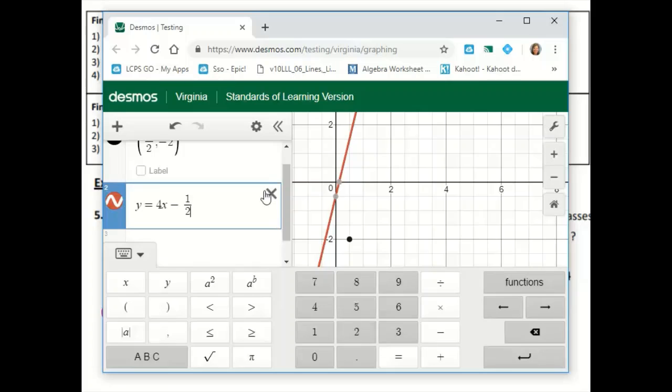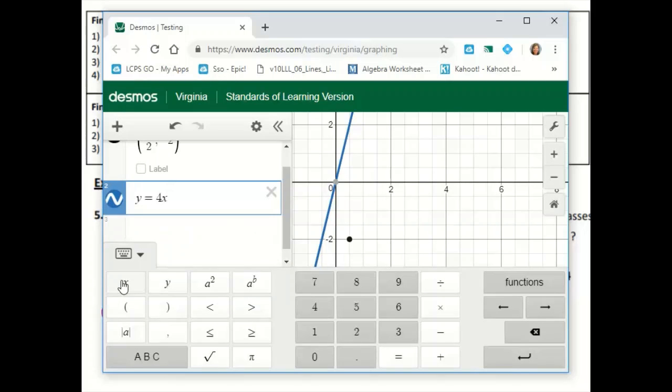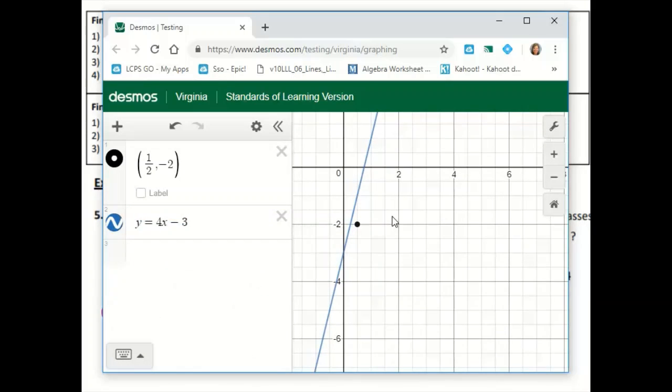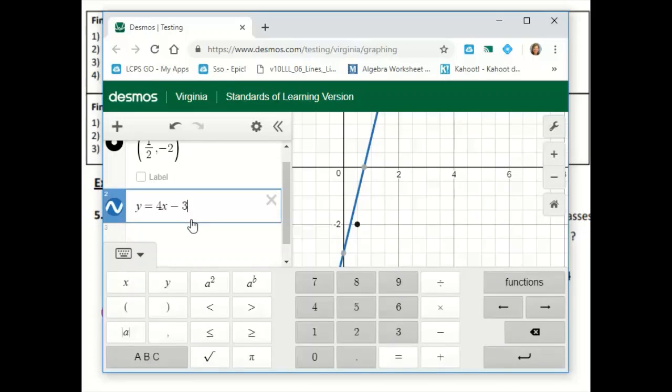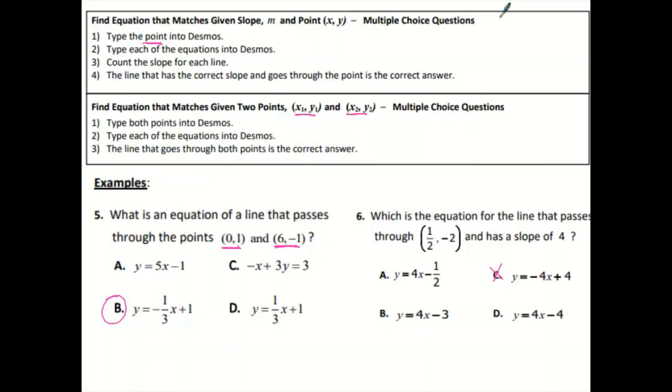That one doesn't go through, so it can't be that one. Then I look at y equals 4x minus 3. Okay, that one doesn't go through. Since they all have 4x, I can keep that 4x there and just get rid of that part and add the -4. There we go. This line goes through that point. So now I can circle answer choice D.